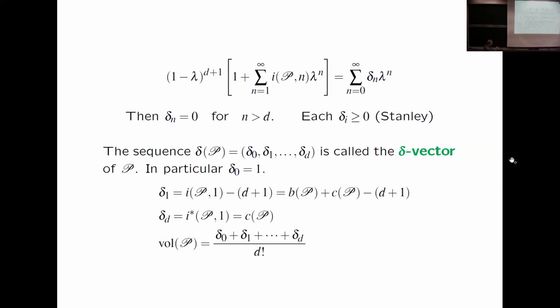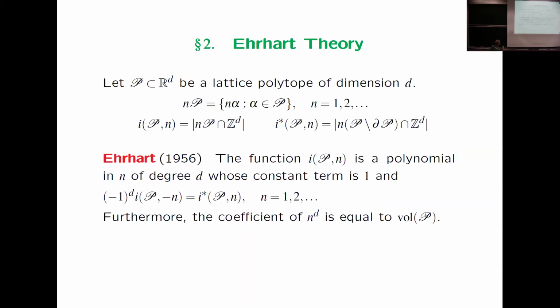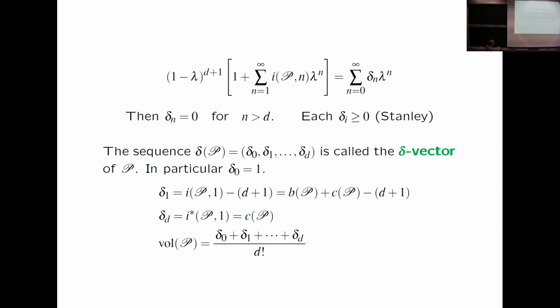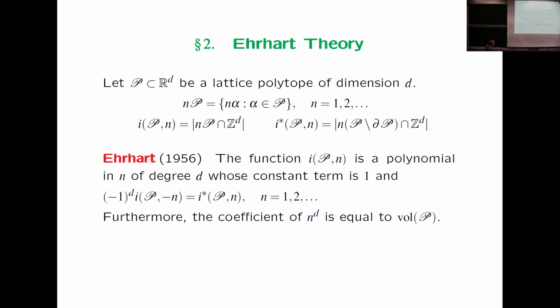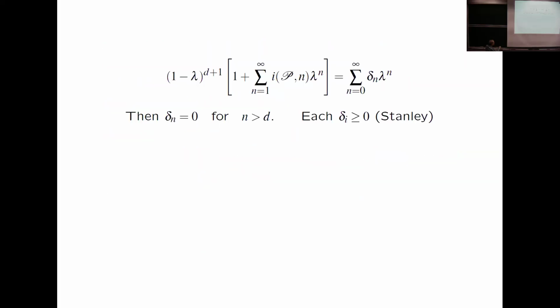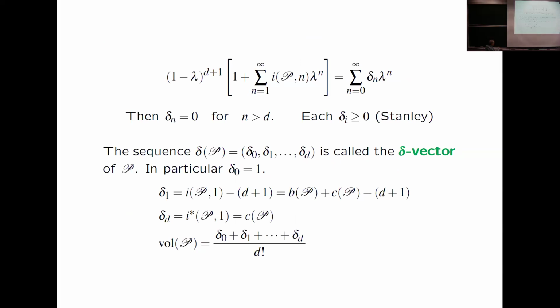And also, by using the relation between i*_P(n) and i_P(n), one can prove that delta_d is i*_P(1), this is C_P. Yes, we can prove this. And also the volume: the volume is the leading coefficient of n^d, the highest power, which equals the volume of P. So this means the volume is exactly the sum of the delta vector over d factorial.